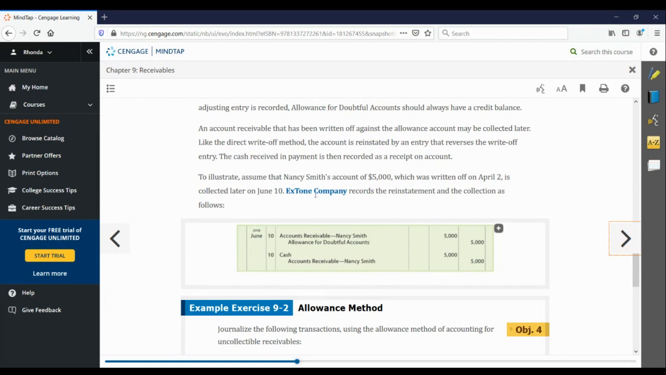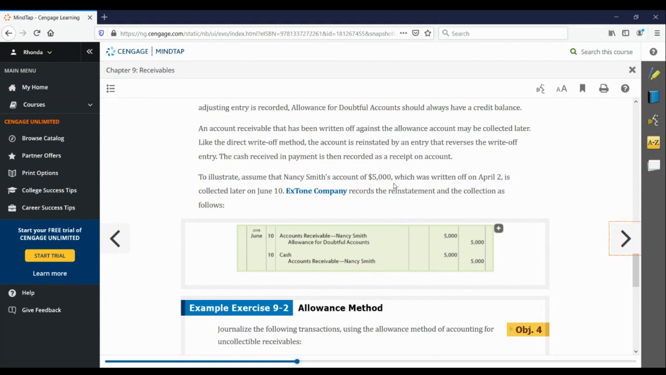So in this illustration, it's saying assume that Nancy Smith's account of $5,000 was written off on April the 2nd. It's been previously written off, and they use the allowance method. In the write-off entry, we would debit the allowance for doubtful accounts and credit accounts receivable for $5,000 for Nancy Smith's account.